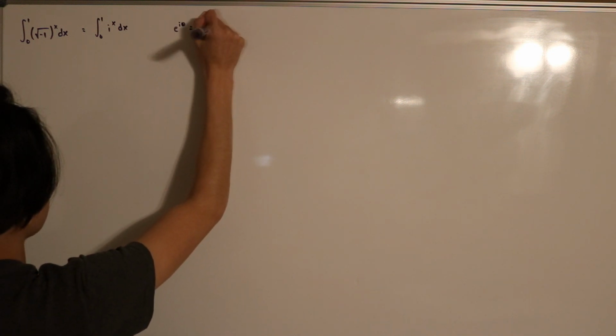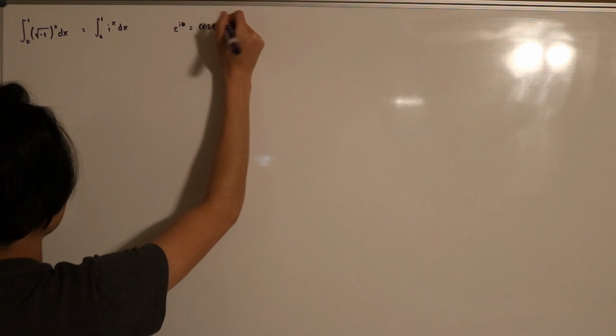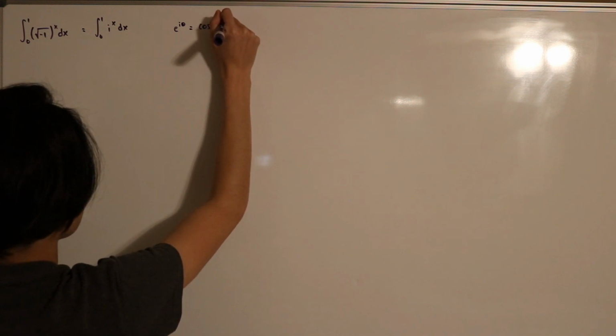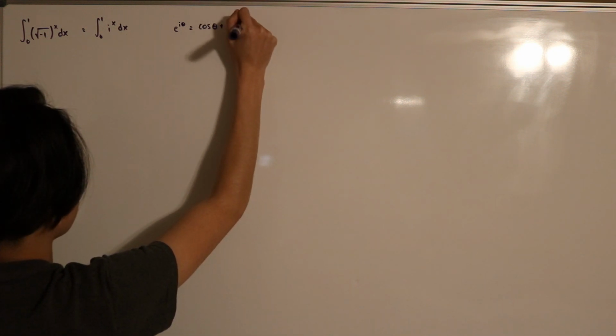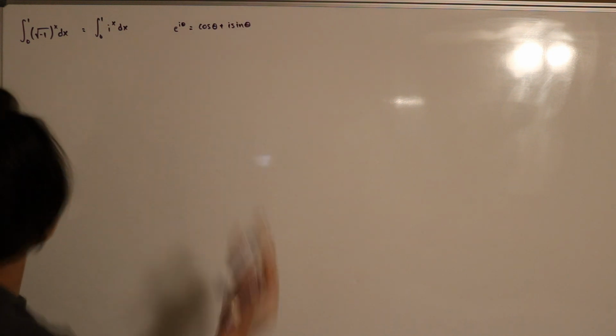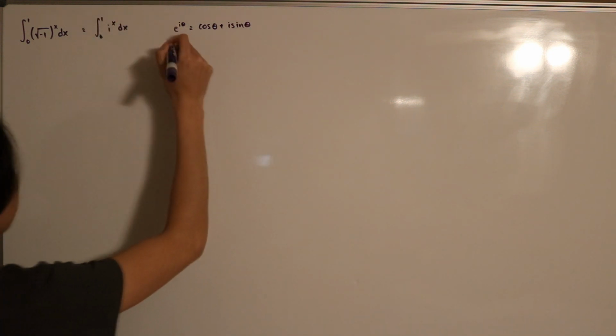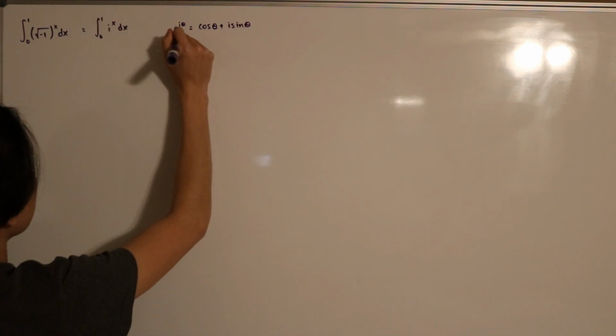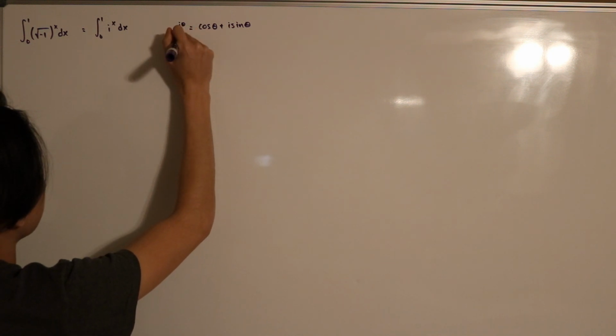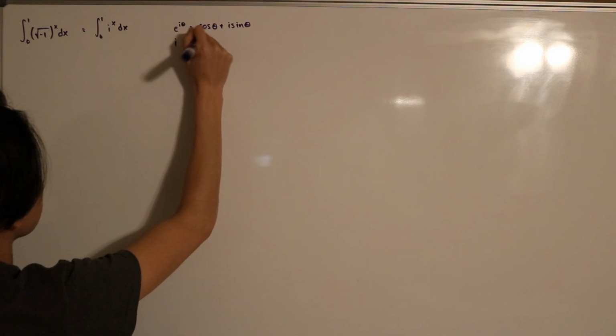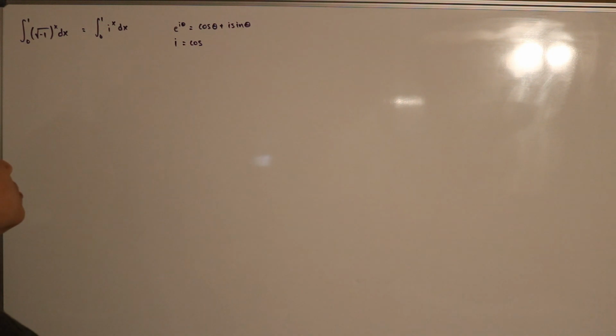equal to cosine theta plus i sine theta. And if you look, that means we have i is equal to cosine of what theta specifically?